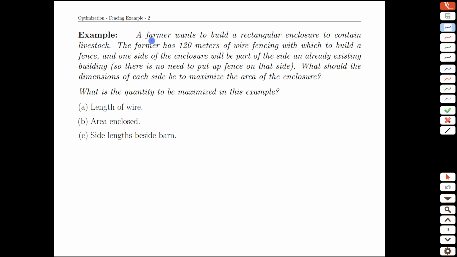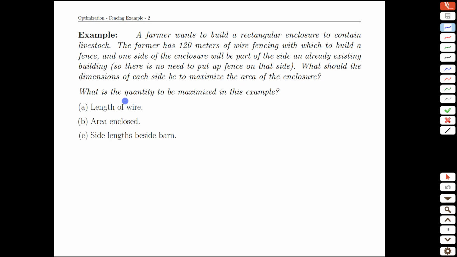In this classic optimization challenge, we have a farmer who wants to build a rectangular enclosure to contain some livestock. They have a certain amount of fencing available, and one side of the enclosure will be part of an already existing building, like a barn. So there's no need to put a fence on that side. The question is, what should the dimensions be for each side to maximize the area of the enclosure?